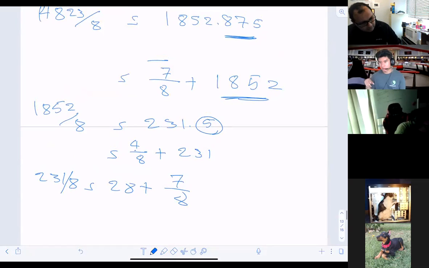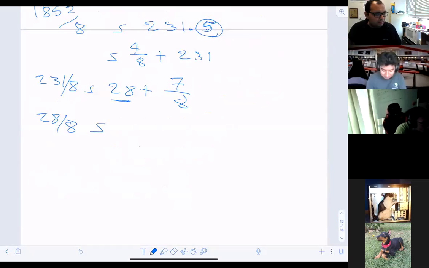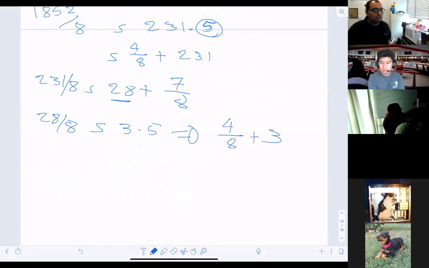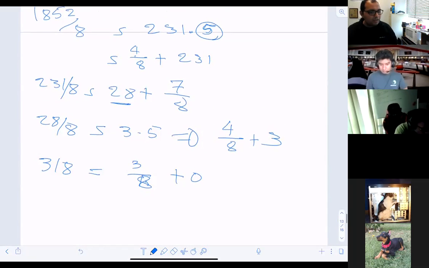Anyway, should I continue? So now we already have 28. 28 divided by 8, what will the value be? 28 divided by 8 is going to be 3.5, right? 3.5 is basically 4/8 plus 3, right? Now 3 divided by 8 is 3 divided by 8 plus 0, right? We are done. Now we're going to start building our number, right?